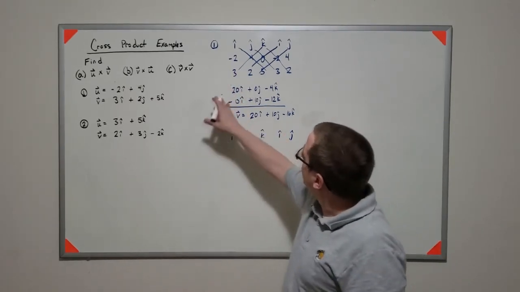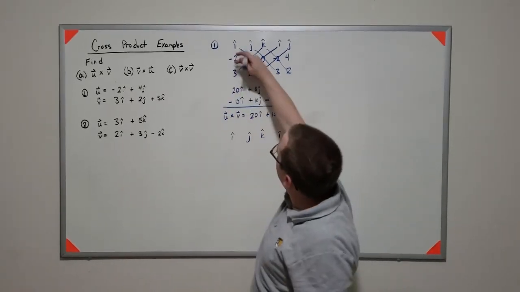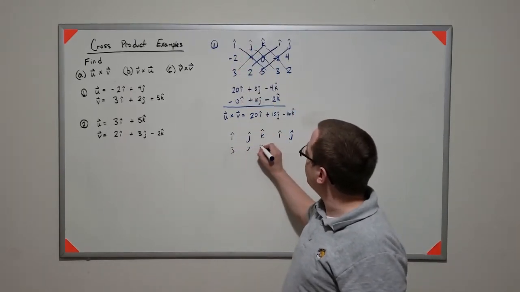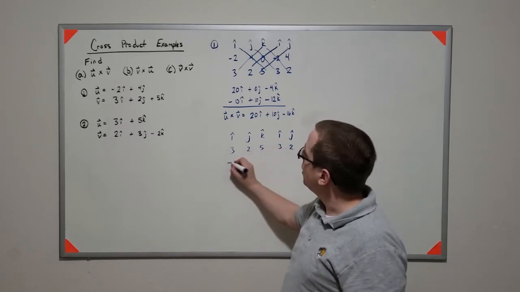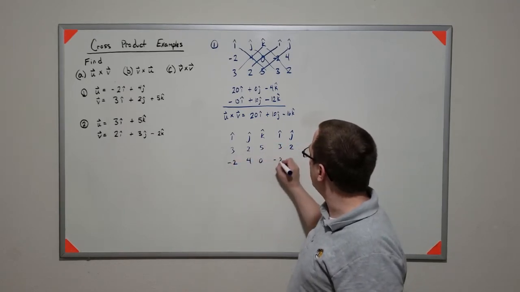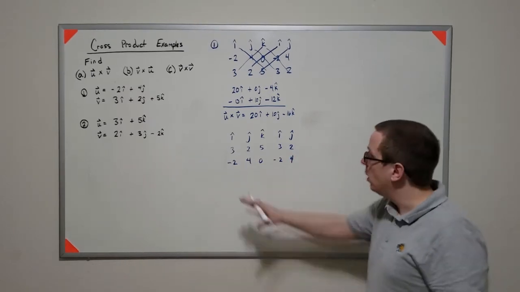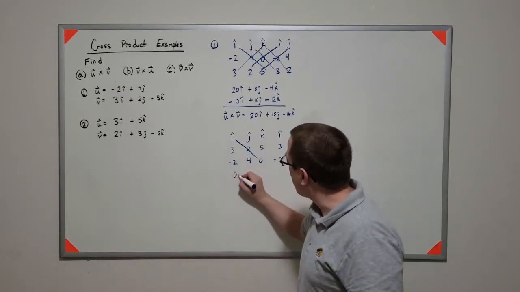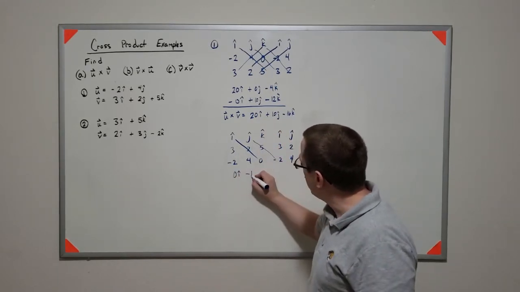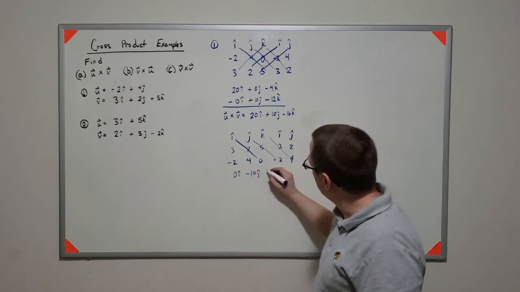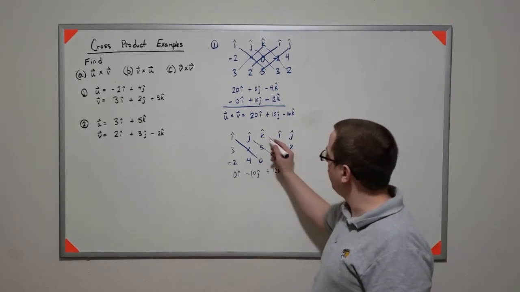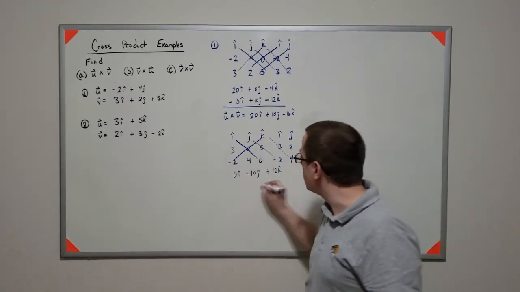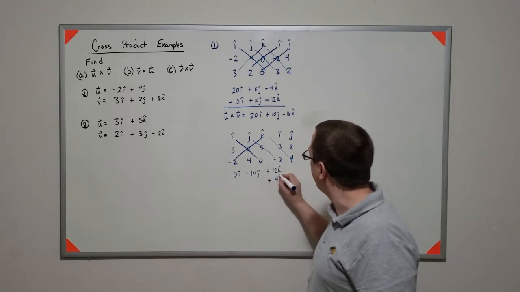And we're going to construct that. So we're just going to flip those two, right? We're going to say 3, 2, 5, 3, 2, negative 2, 4, 0, negative 2, 4. So we just repeat the same process. So we go through, we get 0i minus 10j plus 12k. Again, we're subtracting negative 4, so it's positive 4k.